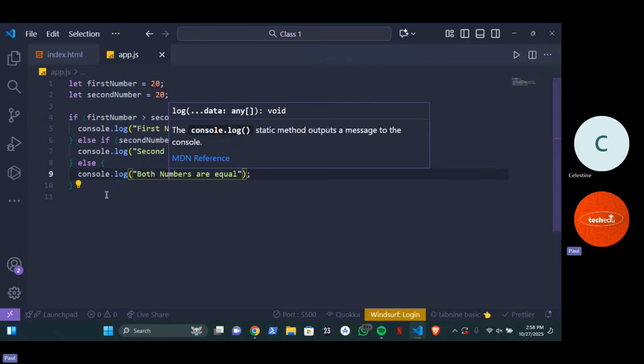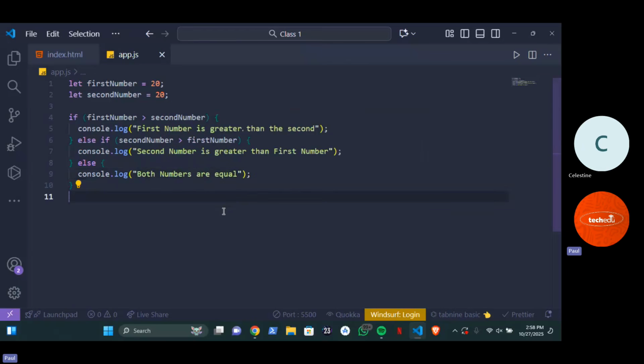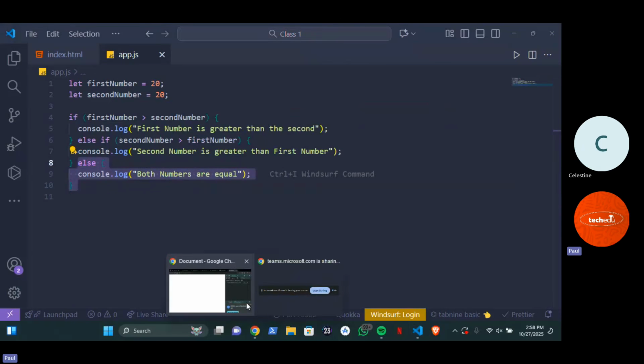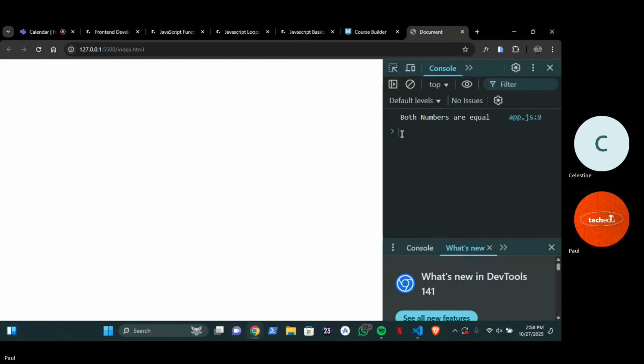Now, if both of them happen to be numbers that are not greater than each other, that means they are equal. What happens? It's not going to come out to this default else statement that says what? Both numbers are what? Equal. Now, if you come back and check it out, you see that we still have the same thing that we are saying. Both numbers are what? Equal. I hope everybody's getting this.